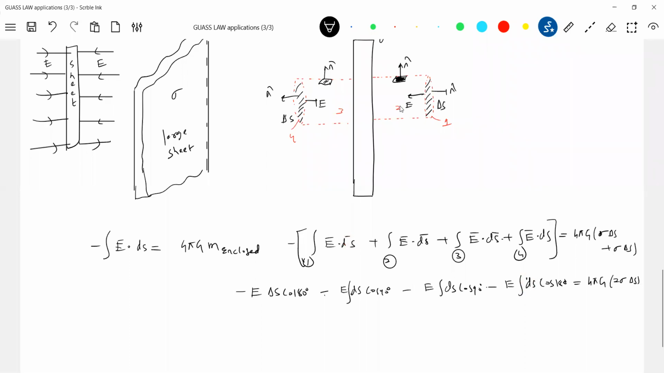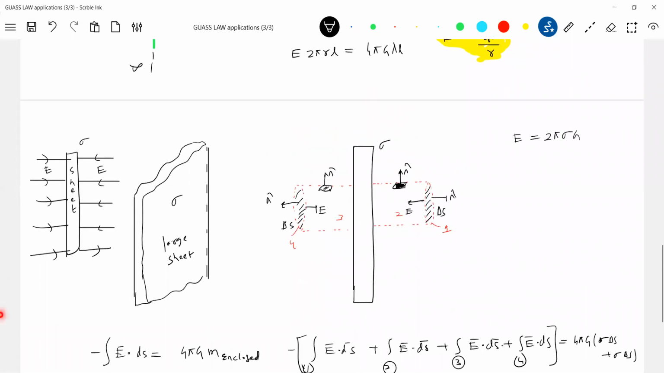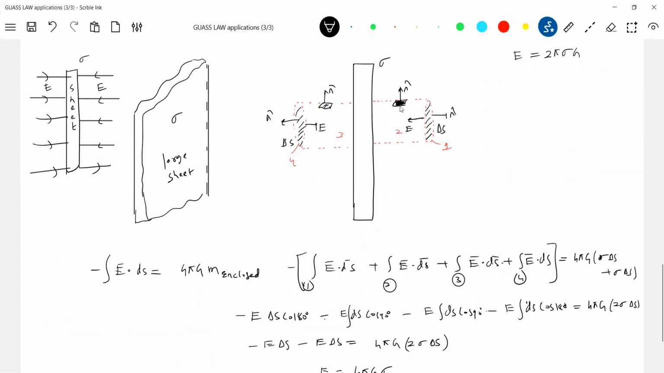So what is the value of this? This will be E delta S minus E delta S. 4 pi sigma times 2 sigma delta S. So what all can I cancel out? 2 delta S will end up, no? So our entire formula will be 4 pi G sigma. 2 pi sigma G is what I got as the answer.